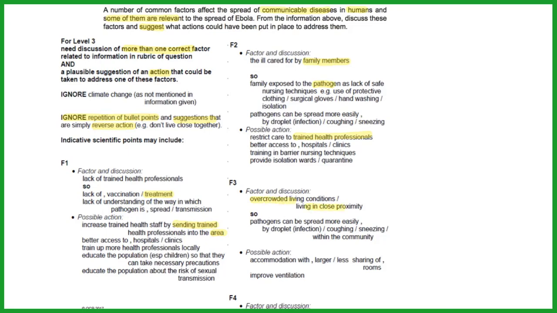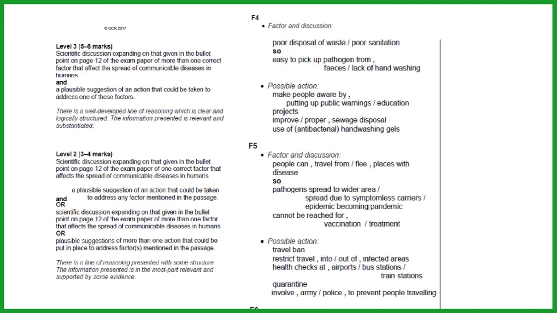Overcrowding and close proximity. Why is that a problem? Because they could be spread through droplet infection and could spread more easily within the community. The action would be to have less sharing of rooms, or to use larger rooms, or to improve the ventilation. Now, all of these are principles that apply to all communicable diseases. They're just using Ebola as an example of a communicable disease where these specific problems are occurring.